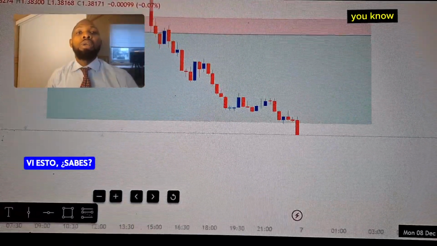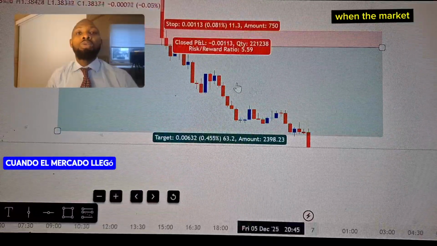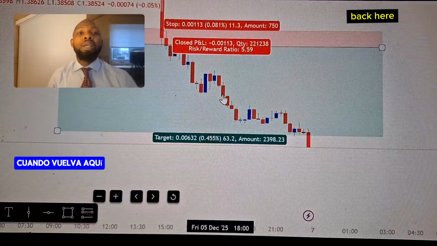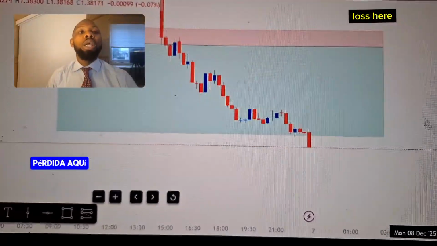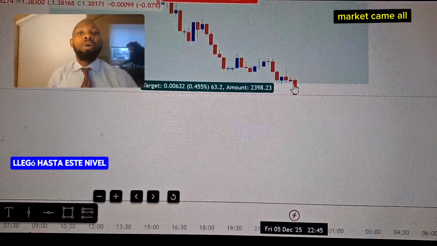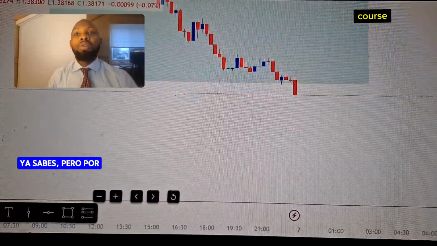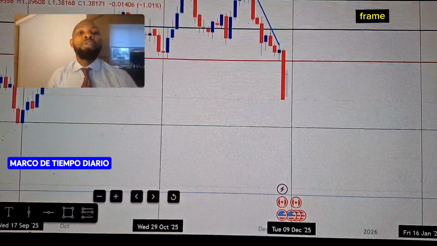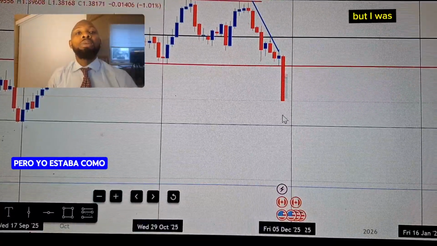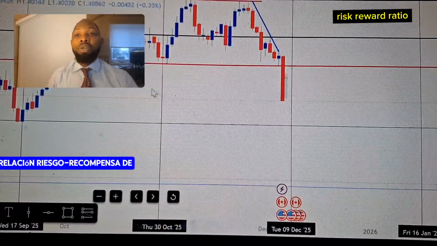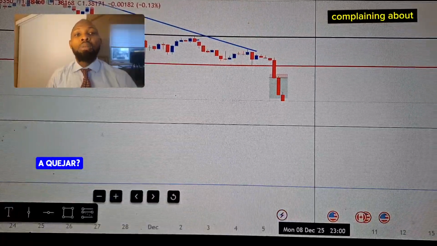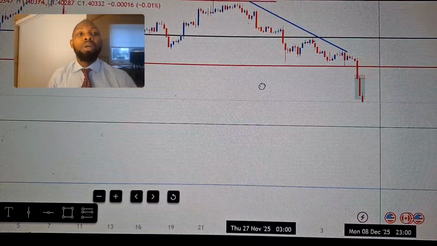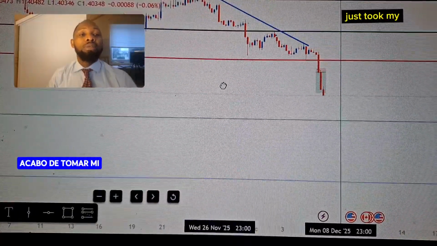I was actually trailing my stop loss when the market came to this level and made a pullback. I brought my stop loss here, and when it came back here and made a pullback, I put my stop loss here, and then the market came all the way to this level. Of course, I was actually anticipating the market to come to this area here. You can see on the daily time frame the market could come to this level, but I was like, you know what, 1 to 5 risk reward ratio, what am I going to be complaining about? I'm not going to complain about that. I just took my profit.